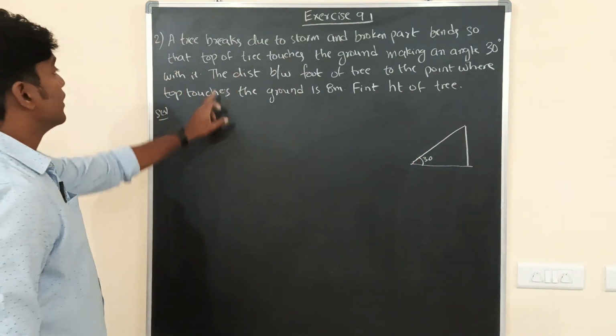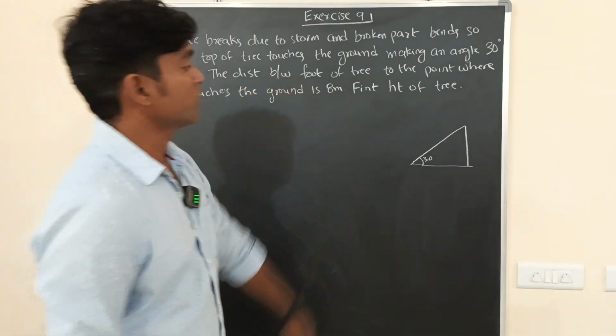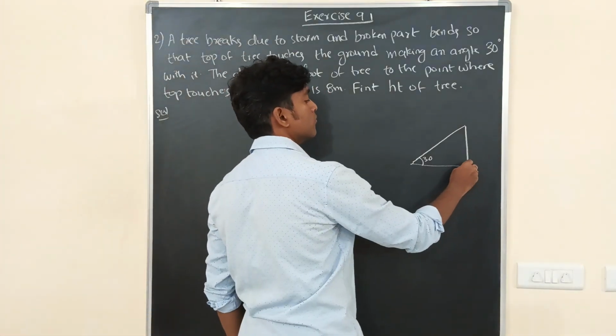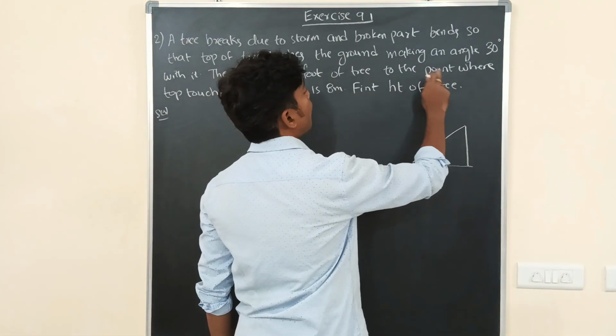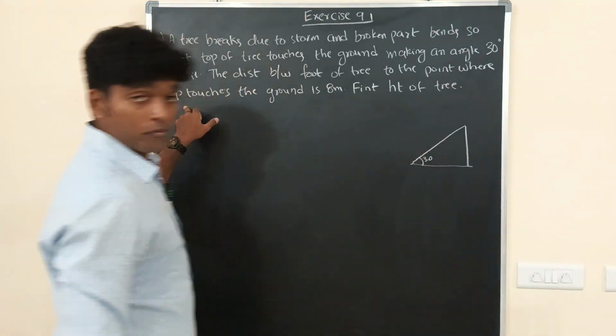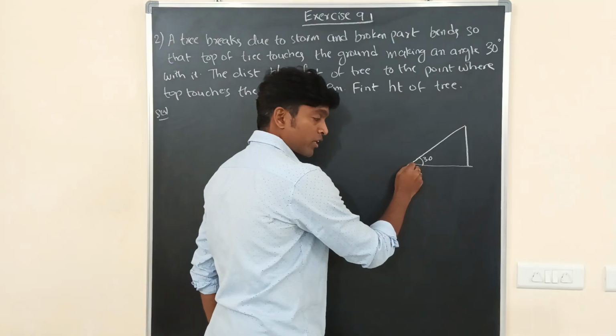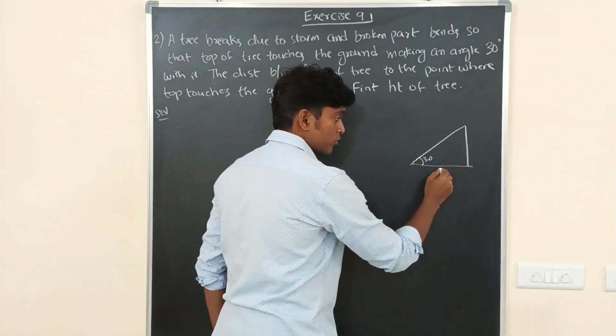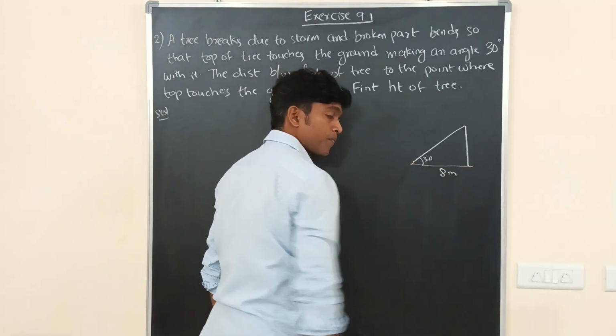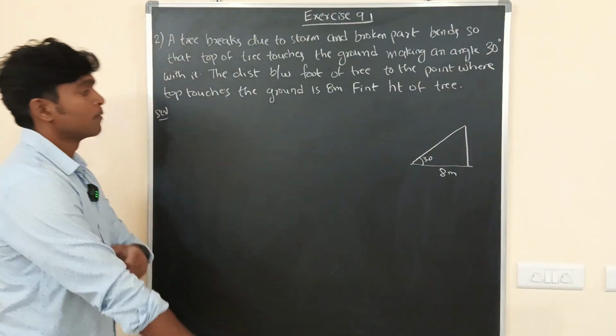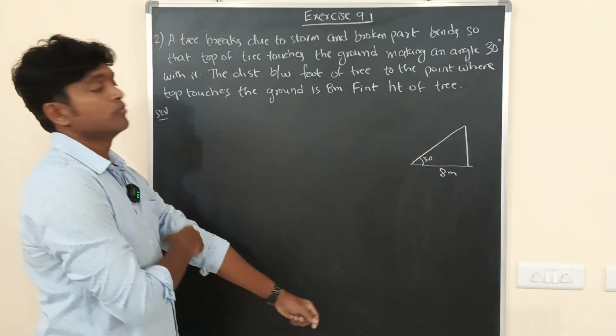The distance between the foot of the tree, this is the foot, to the point where the top of the tree touches the ground is 8 meters. Here is the top of the tree touching and this is the foot of the tree. So this is 8 meters. So we have to find the height of the tree.